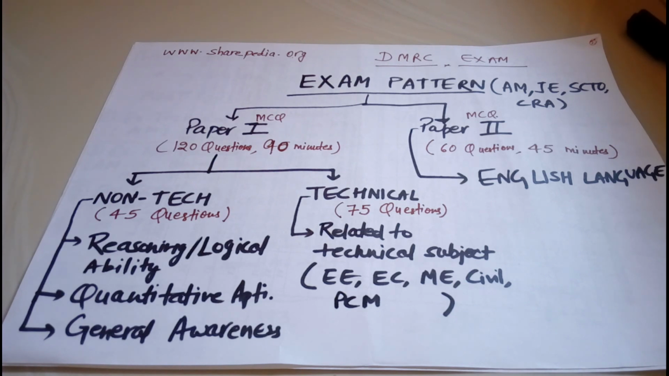In paper 1 there are 120 questions and you will be allotted 90 minutes to attempt them. In paper 2 you have 60 questions and 45 minutes.